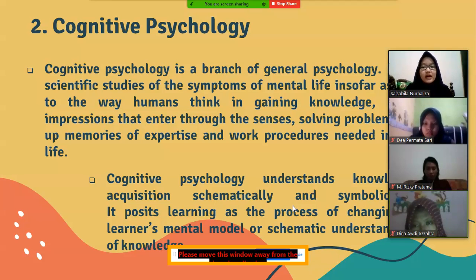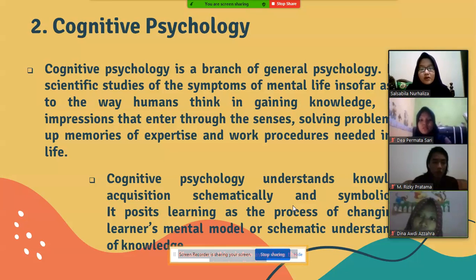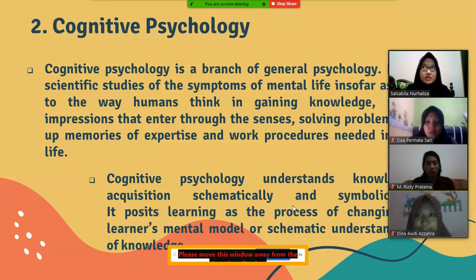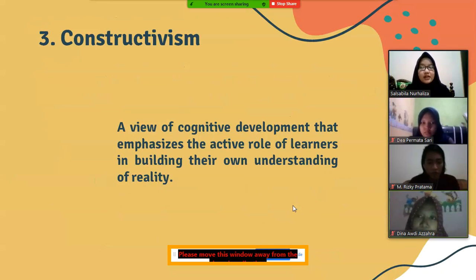Cognitive psychology understands knowledge systematically and symbolically. It posits learning as the process of changing a learner's mental model or schematic understanding of knowledge. In this view, human behavior reflects internal processing of the human mind, rather than simply conditioned responses to external stimuli. Learning involves the integration of information into a stored and usable body of knowledge. The next theory will be explained by Dea Matasari.